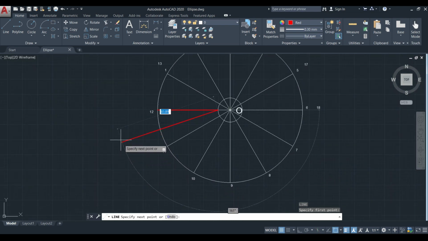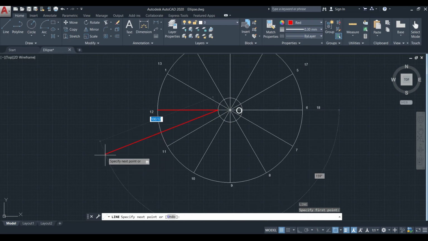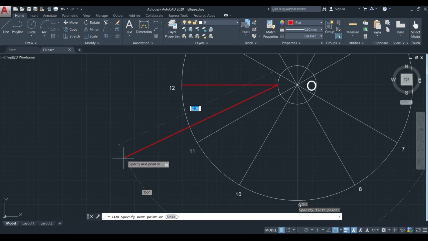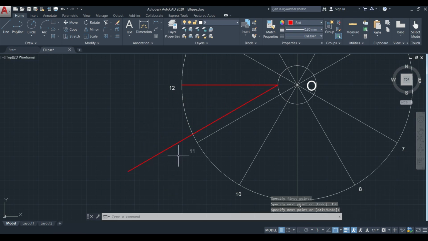Previously we have taken a straight line which is divisible by 12. Here we should take a distance which is divisible by 18. Let's say I am going to take 90 mm. 90 mm is exactly divisible by 18. So I am going to take 90 mm with a 30 degree included angle like this.